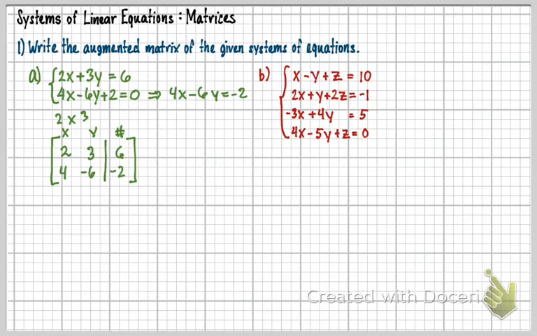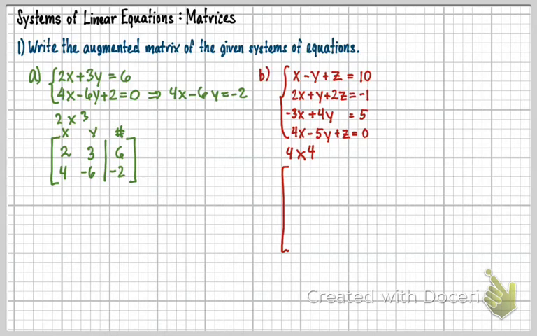Now let's take a look at number B here. This is going to be a similar setup, but now I'm going to have 4 rows. So that's going to be a 4 by, and I'm going to have 1 column, 2 column, 3 column, 4 column. So it's going to be a 4 by 4.